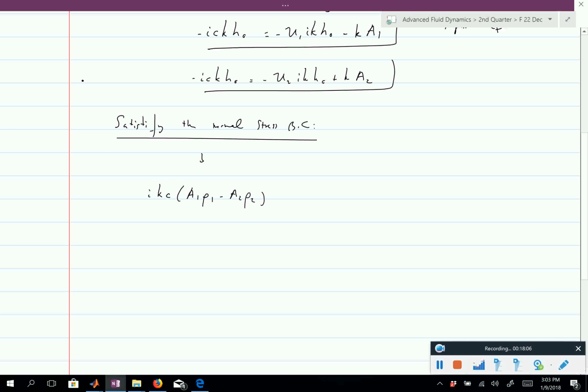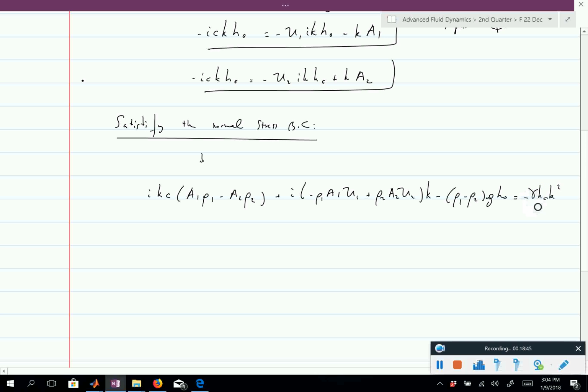Right now, don't be surprised if all of a sudden the rho's come in, because the density is in the Ansaldi-Bernoulli equation. You have densities coming into the equation because at some point here you impose the Ansaldi-Bernoulli equation. Plus I times minus rho 1 A1 U1 plus rho 2 A2 U2 times K minus rho 1 minus rho 2 times G H naught equals minus gamma H naught K squared.